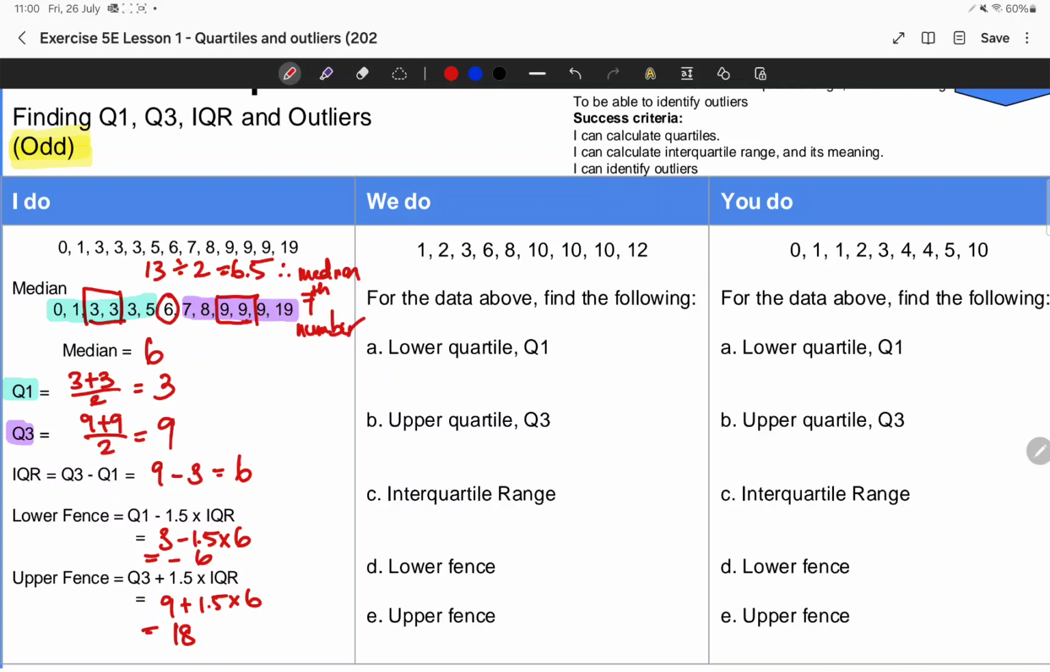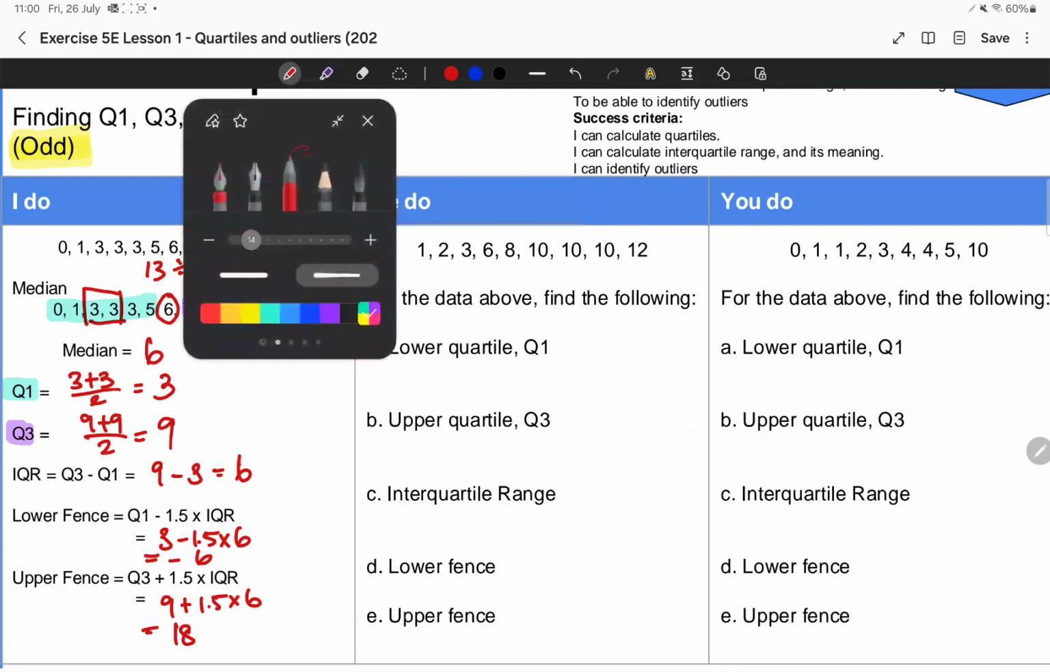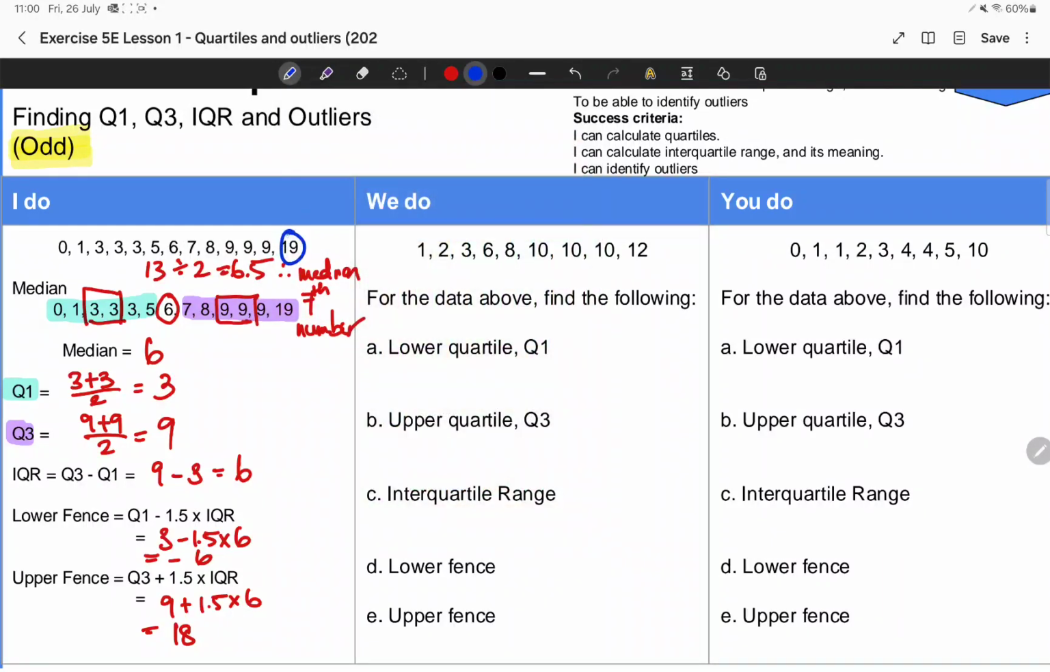And if we have a look up here already on the top, there's no numbers that are less than negative 6, but there is a number that is more than 18. So we would actually say that this is an outlier right there. So I'll put a note down. We're not doing it this week, but that is indeed an outlier. All right. The next one we'll do together, and then you'll do the you-dos by yourselves.